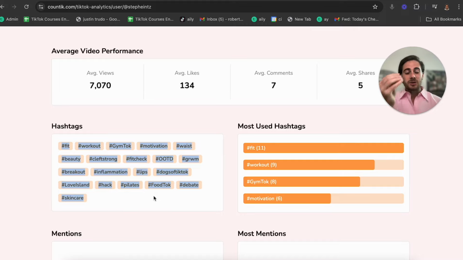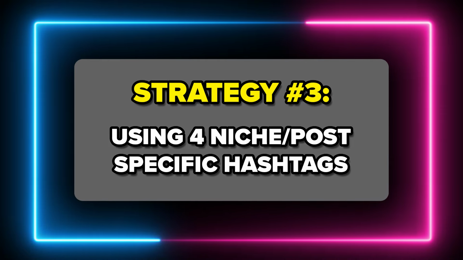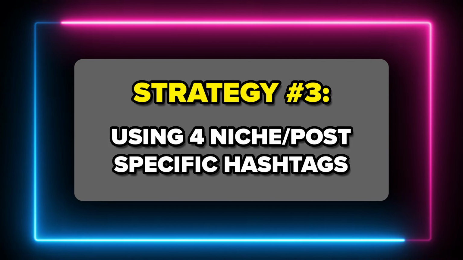If you then put those into a list, you'll be able to use those hashtags every time you post on TikTok, because remember, not only do you need to be using these hashtag strategies, but you also need to be mixing up the hashtags that you use. Because if you just use the same 8 hashtags over and over again, or the same 10 hashtags over and over again, TikTok is going to think that it's spam, and it's not going to actually help you grow any quicker. Which brings me to the 3rd hashtag strategy that you need to be using, which is 4 niche specific hashtags.